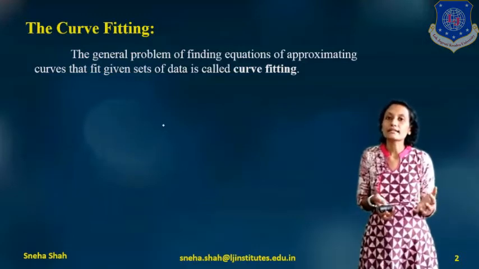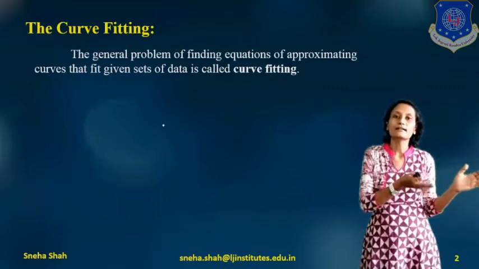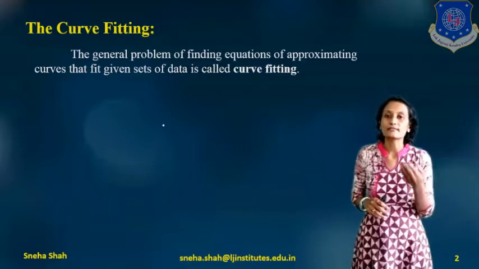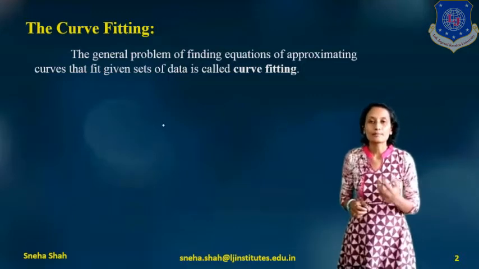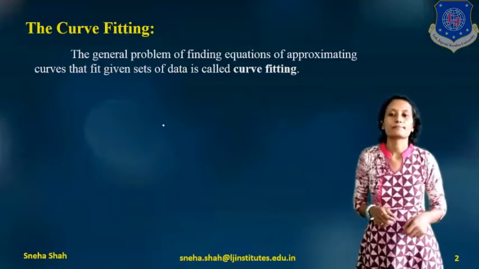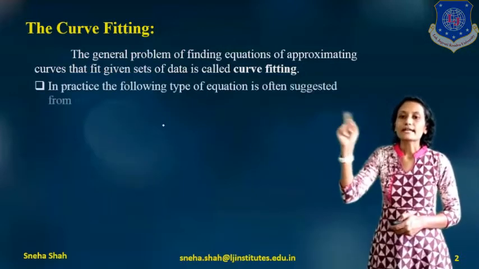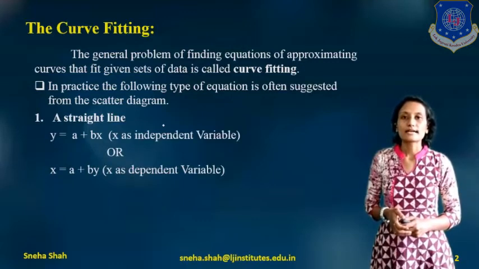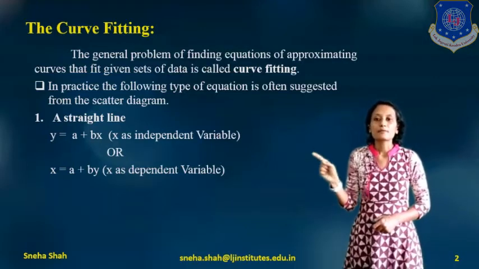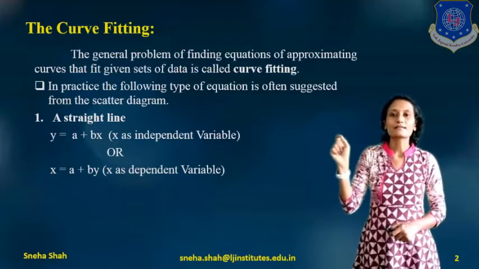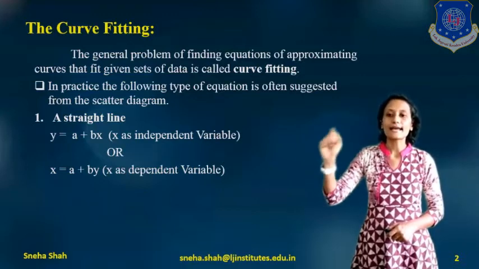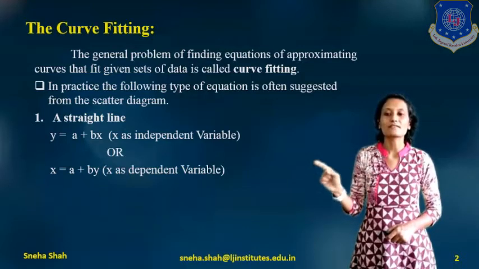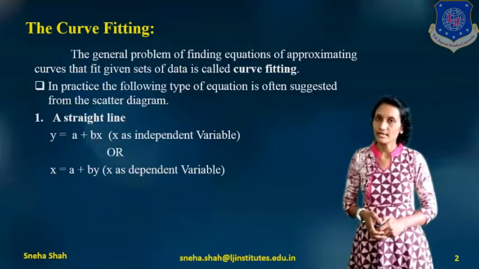Similarly, we can fit different curves in different standard forms. Like if we represent it in the form of a line, or we can also represent it in the form of a parabola. Likewise, we can represent it in different standard curves. In practice, the following types of equations are often suggested from the scatter diagram. The first type of curve is a straight line, y equals a plus bx. In this, we have considered x as the independent variable. And if I write x equals a plus by, then x will be considered the dependent variable.